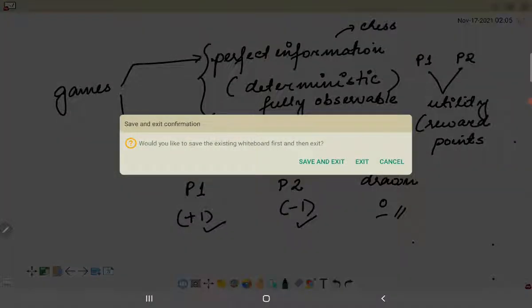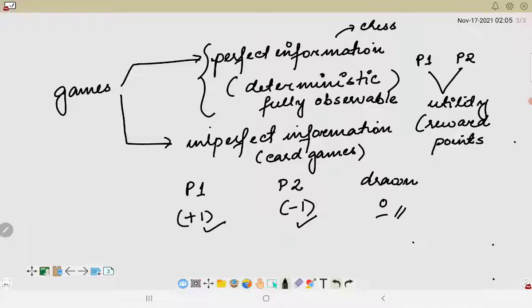Bridge is basically one of those card games where the information is partial, because all the cards are generally not visible to the player. We do not have the entire information. In chess we can actually look around at the environment, but in cards we do not have information about what cards are visible to each player.